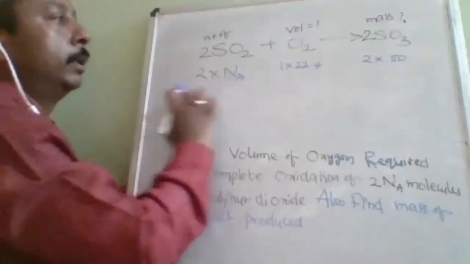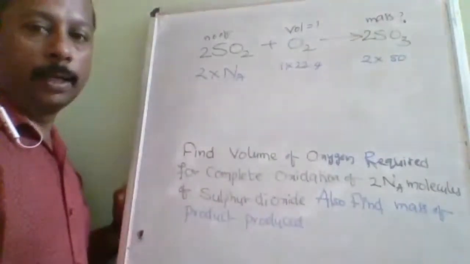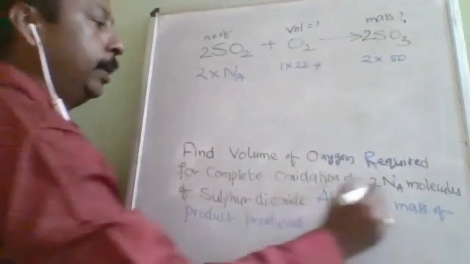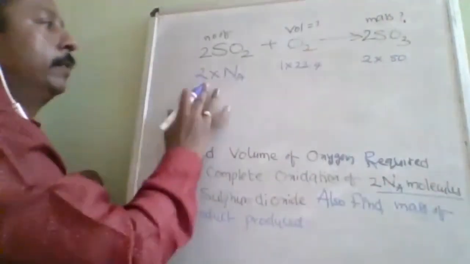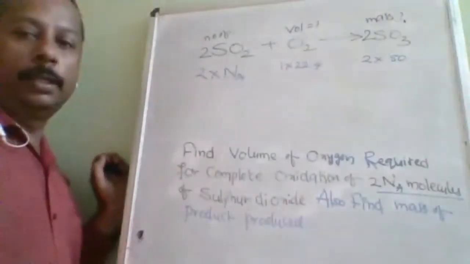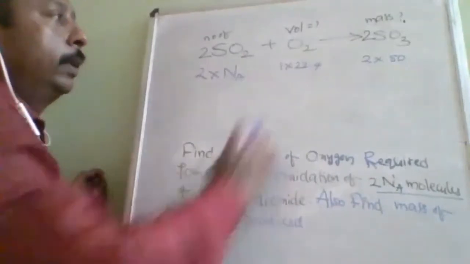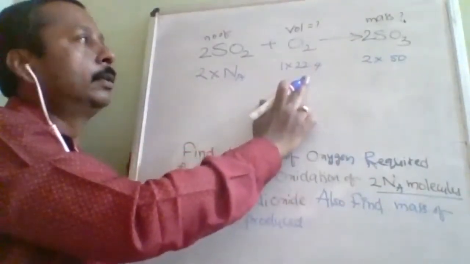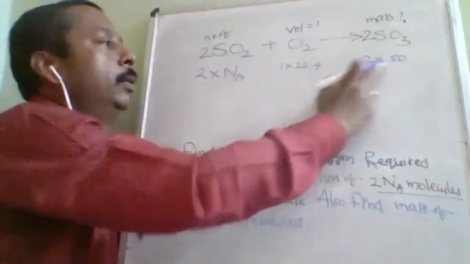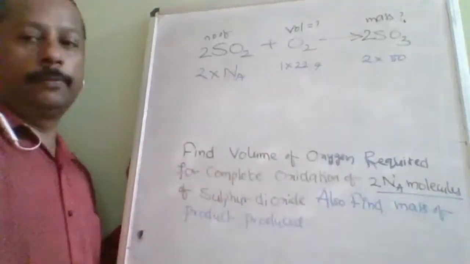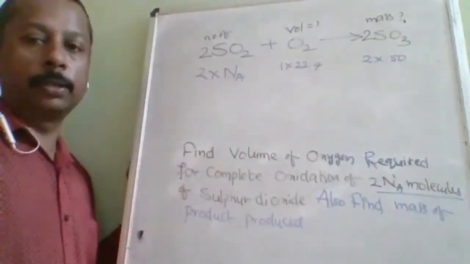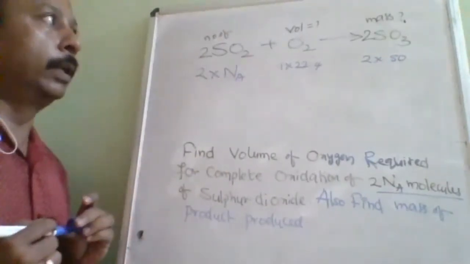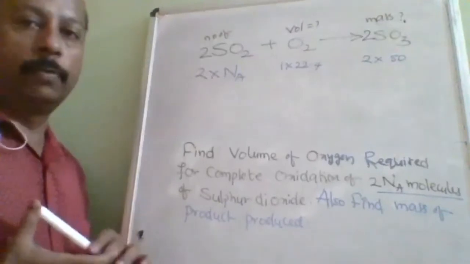So this is the standard as per the equation, not as per the question. Fortunately here the standard form and our question are the same. So 22.4 liter of oxygen is required and 2 into 80 grams of SO3 will be produced. Understood?